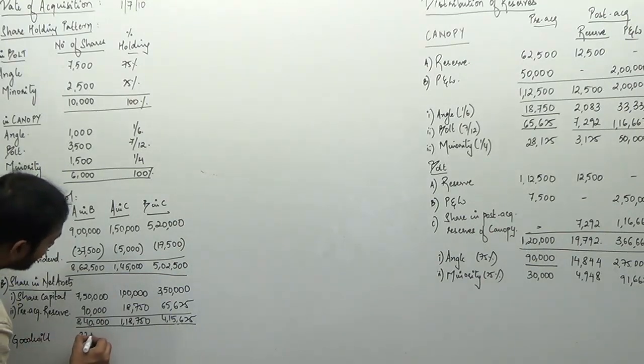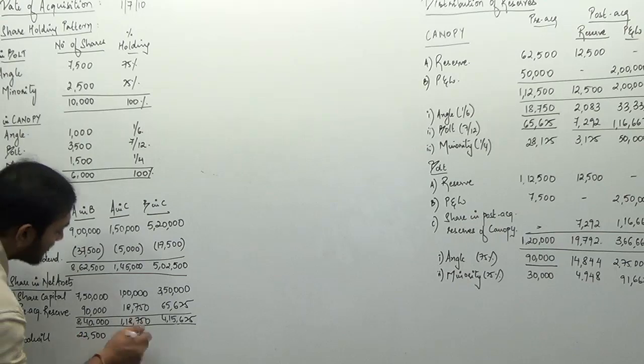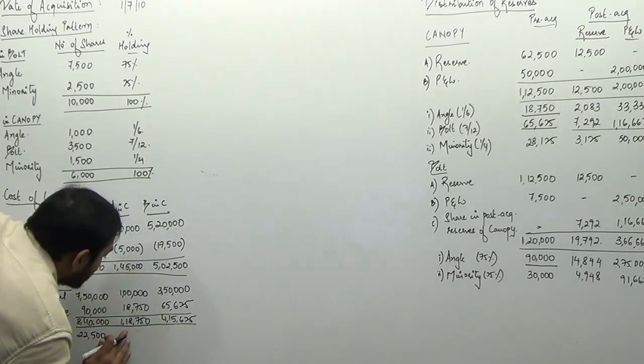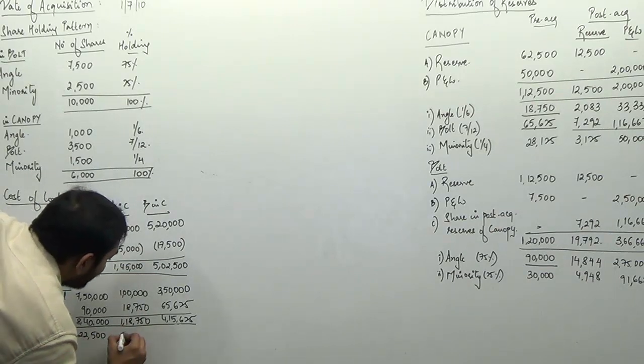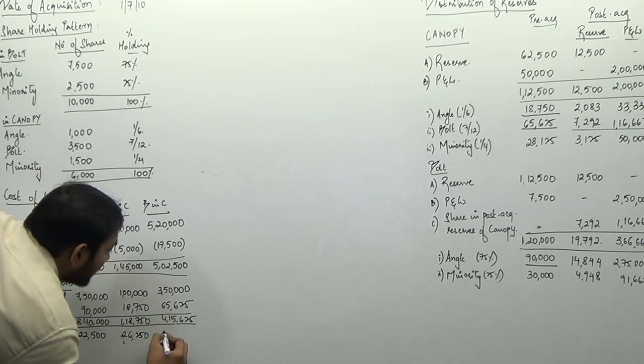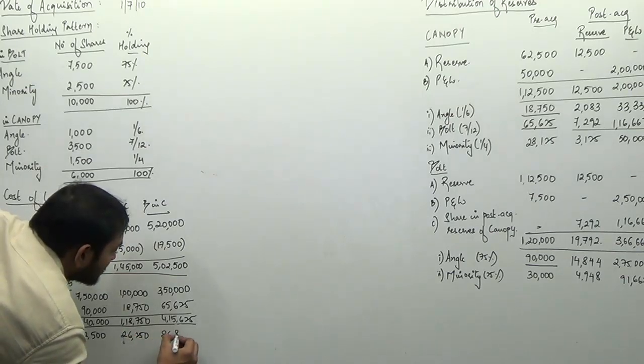65,625. First case, goodwill 22,500. Second case also goodwill, it is 26,250. Third case also goodwill, 86,875.